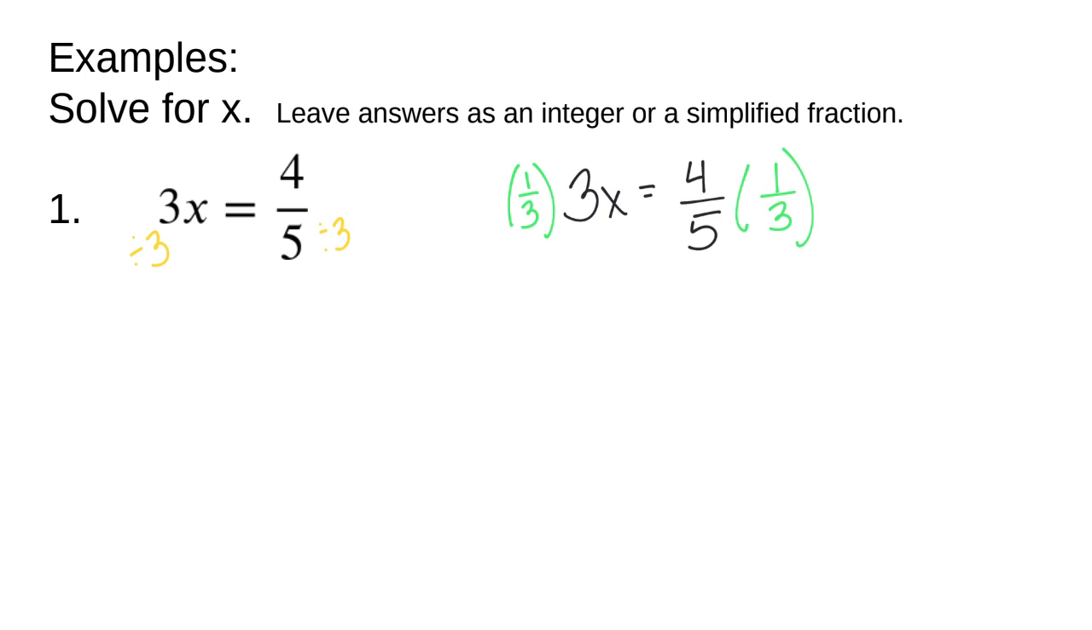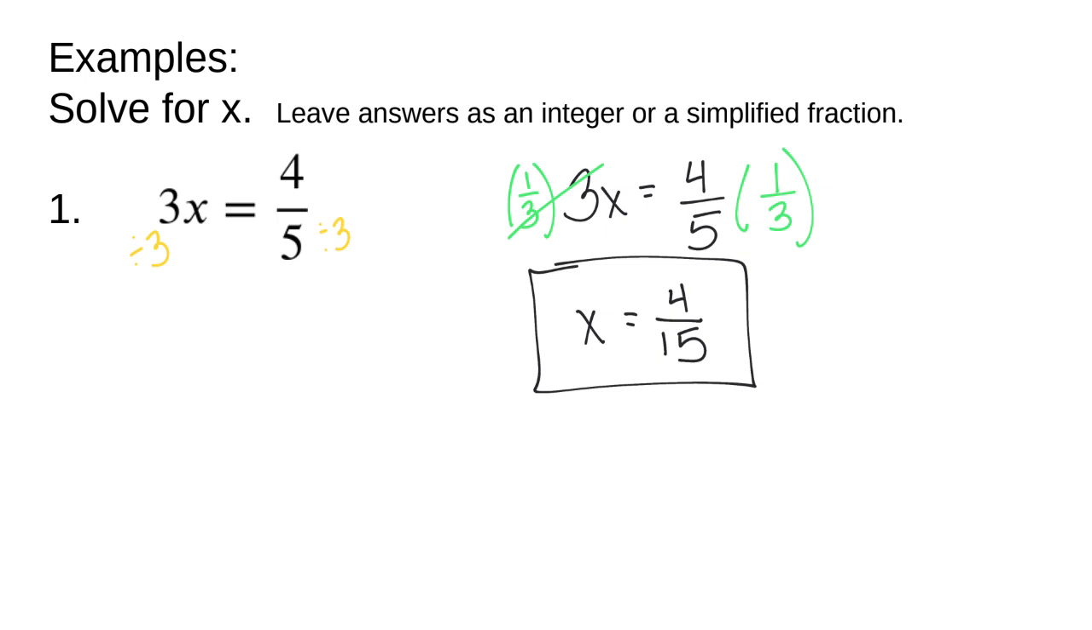Now, if you do 1/3 times 3, you're going to get a 1. And 1x is the same thing as x. On the other side, we've got to multiply these fractions. So we're going to multiply across the top. That's going to give me a 4. And across the bottom, 5 times 3 is 15. So we know that x is equal to 4/15.